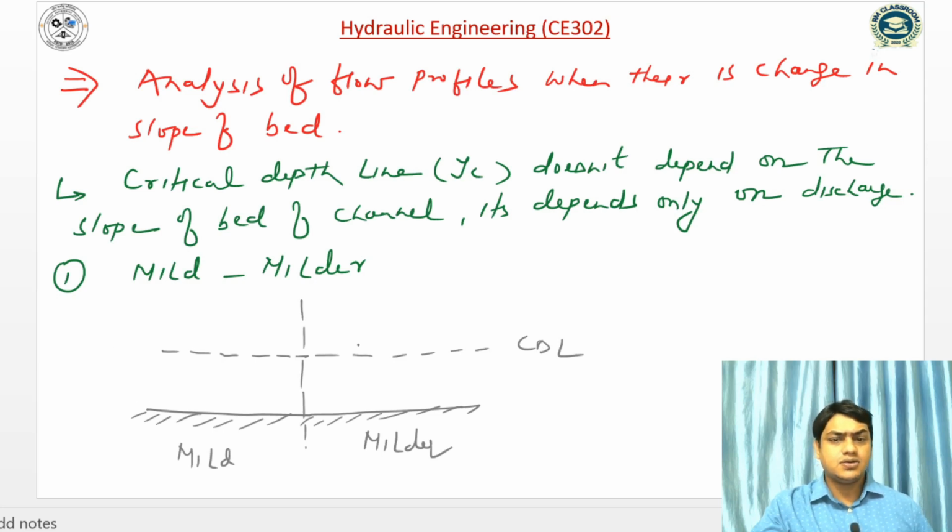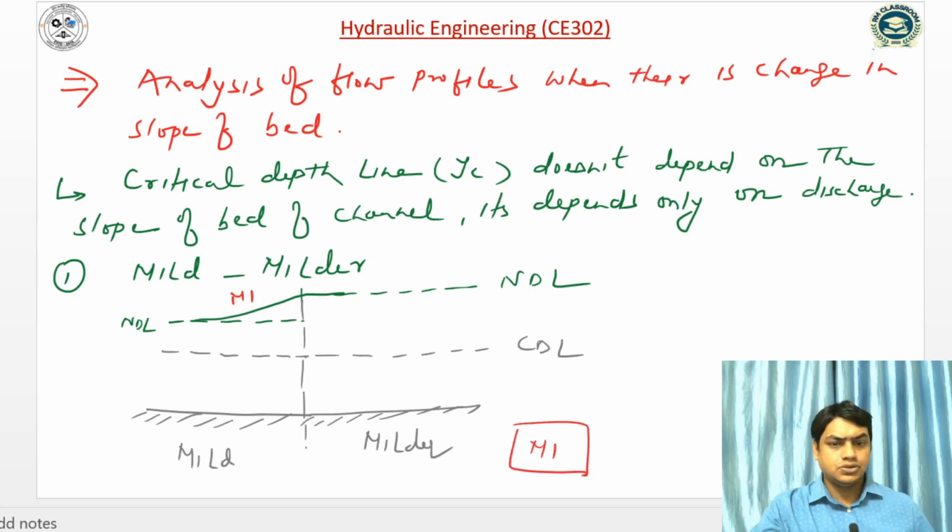In case of mild, the normal depth is less as compared to the milder. Let us assume this is the NDL, and now this is the NDL in case of milder. So flow is always from NDL to NDL. From here to here, we have to move like this. So in region 1 there is a profile of M1, so the flow profile is M1.